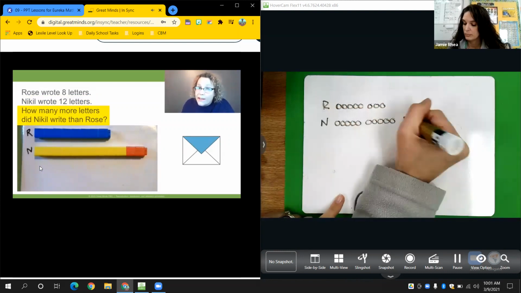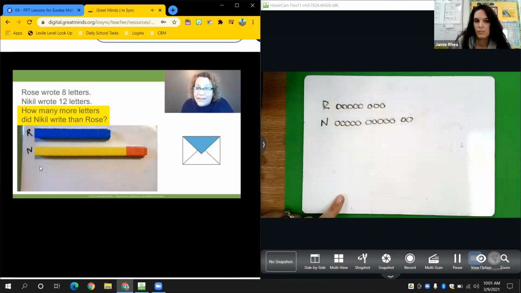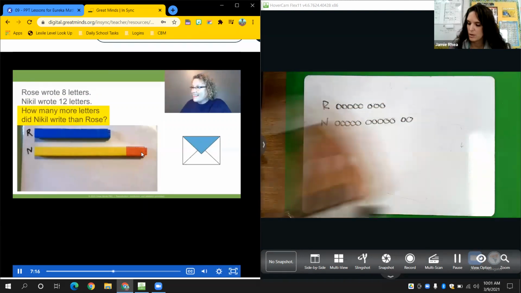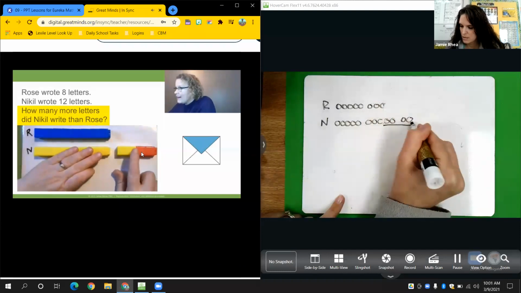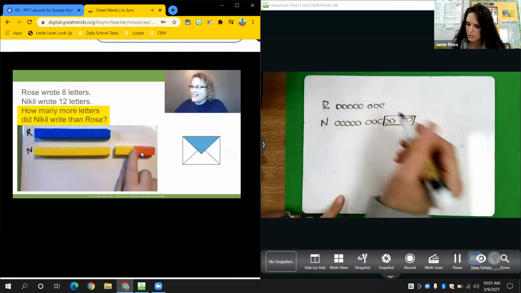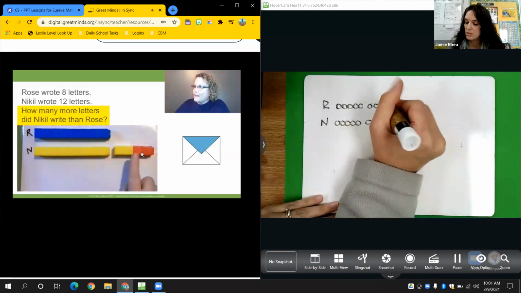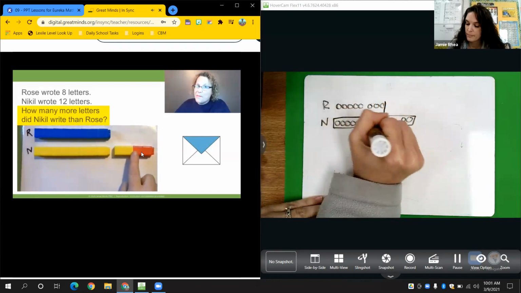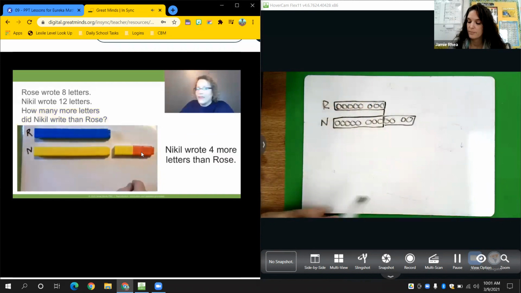Can you point to where you see how many more letters Nikhil wrote than Rose? So I can look and compare it. Here's 8, here's 8. That would be this part right here. This is the extra part. I can see it. This is the amount that they had that's the same. See, these are the same. This is the amount Nikhil has that's more. How many more letters does Nikhil have than Rose? He wrote 4 more letters than Rose.